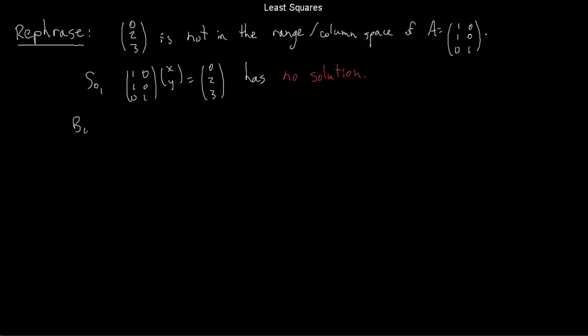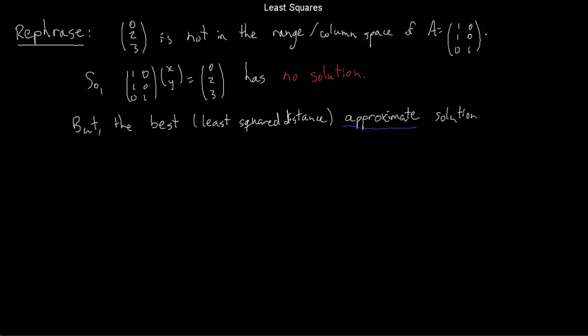But you might still want to solve a system like that, or find the nearest thing to a solution of a system like that. And so the best approximation, in the sense of the least squares, so the least squared distance of the vector, the approximate solution, is x equals 1, 3. That was the vector we found, the coordinates.